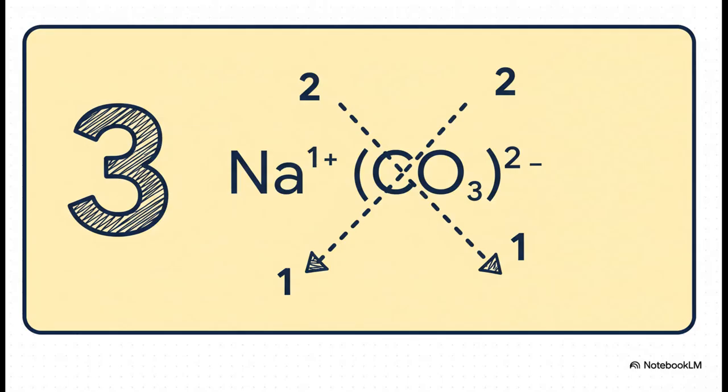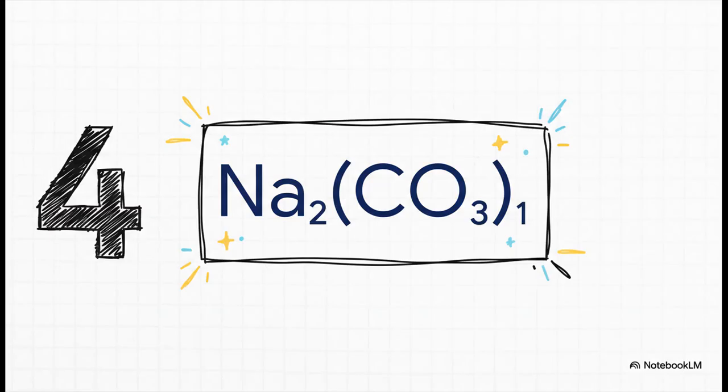And now for my favorite part, the criss-cross. It's such a neat little shortcut to balance the charges. You take the number from the charge of each part, forget the plus or minus sign for a second, and you make it the little number, the subscript, for the other part. So carbonate's 2 crisscrosses down to sodium, and sodium's 1 crisscrosses down to carbonate. See? And finally, step 4 is just to write it out all nice and clean. So we get Na2(CO3)1. But, in chemistry, we don't bother writing the number 1 as a subscript. It's just implied. So we can drop it, leaving us with our beautiful final formula, Na2CO3.